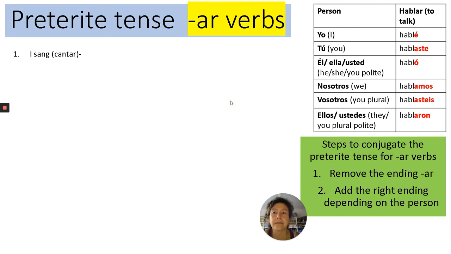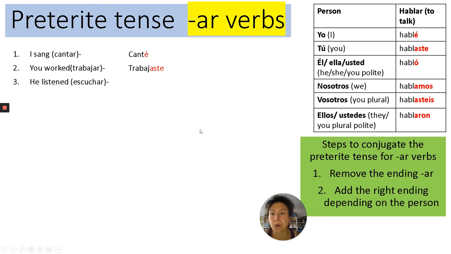I sang, cantar. Pause it and give it a go. Remember, remove the ending and add the right ending depending on the person. Okay, so canté. What I've done is remove the AR from cantar, and I added the é with the accent because that's the one for the I form. Can you see? Let's try the next one. You worked. Pause it. Trabajaste. So again, we use the AR ending. Okay, and that's what I did. Trabaj. And then I added the aste because it's the ending for the you form.